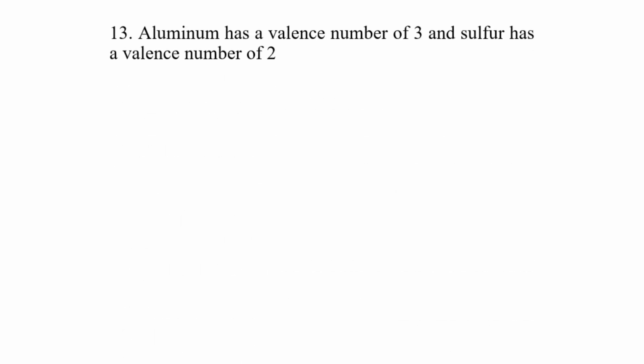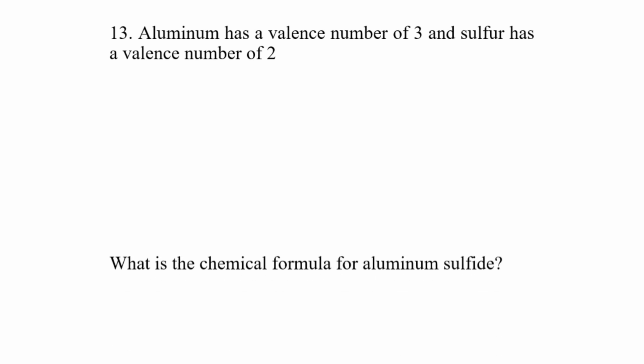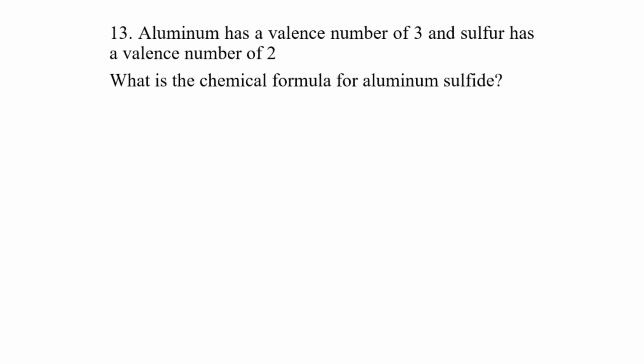Question number 13. Aluminum has a valence number of 3 and sulfur has a valence number of 2. What is the chemical formula for aluminum sulfide? A. Al2S, B. AlS3, C. Al3S2, D. Al2S3.